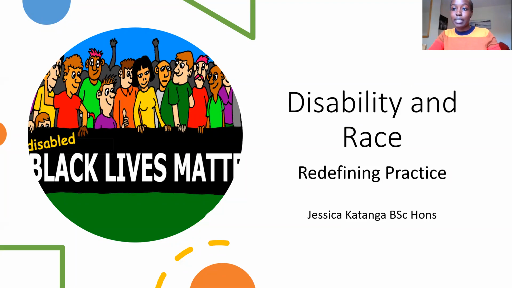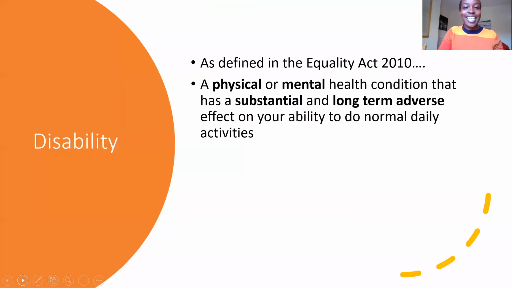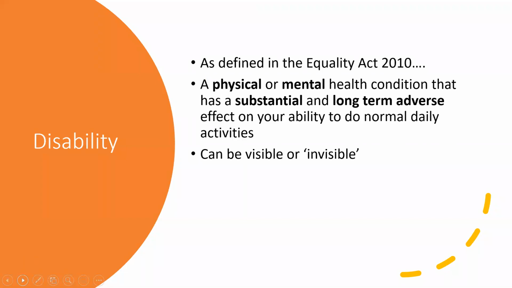Let's begin. I'll start with the definition and prevalence of disability before we go into the aims. So disability, as defined in the Equality Act 2010, is a physical or mental health condition that has a substantial and long-term adverse effect on your ability to do normal daily activities. So it can be visible or invisible.